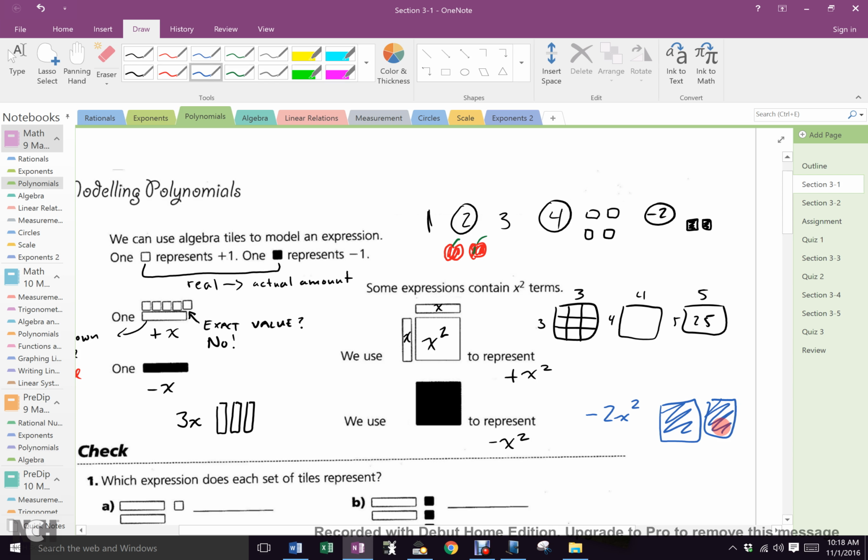Okay. We're going to use these for a couple of sections to show you why the actual math works. And then we're going to stop using them, okay? But for a little bit, we're going to use them.